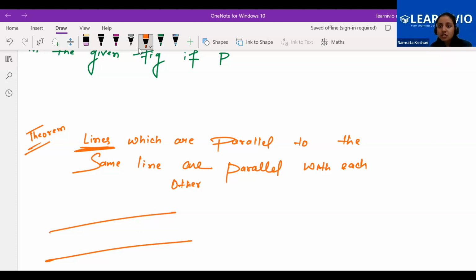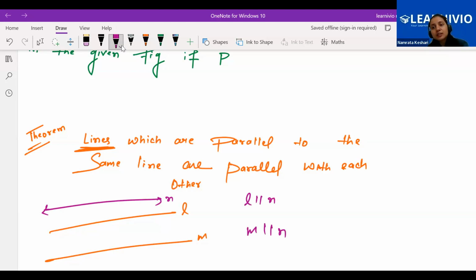It's not parallel with each other. See, L and M is there. It's not parallel with each other. That's not what the theorem says. The theorem says that lines which are parallel to the same line. That means there is another line also. Let's say that is N. And the statement says that these two lines are parallel to the same line. That means L is parallel to N and M is also parallel to N.